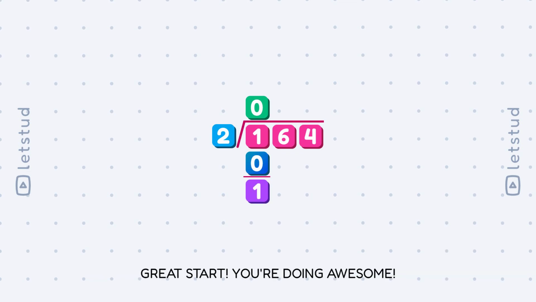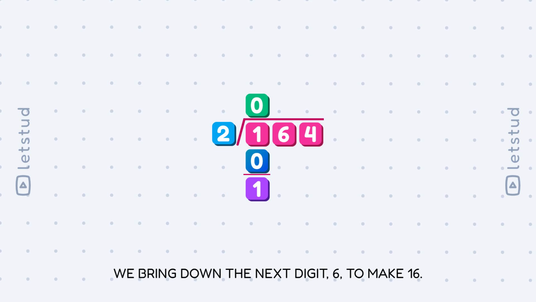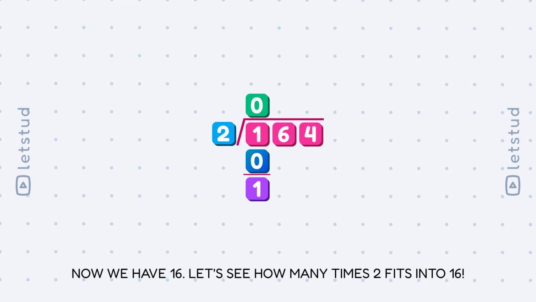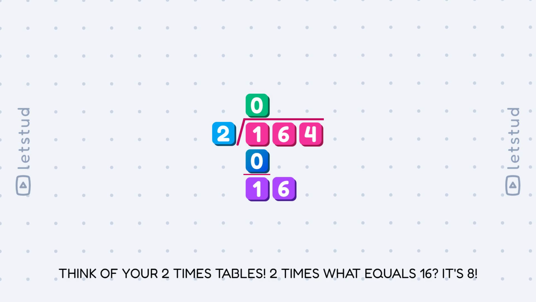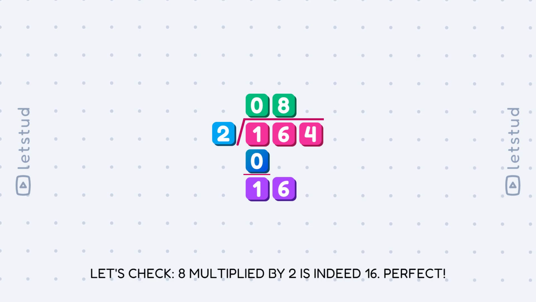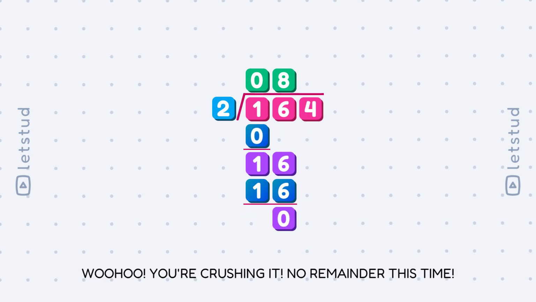Great start, you're doing awesome. We bring down the next digit, 6, to join the remainder 1, making it 16. Now we have 16. Let's see how many times 2 fits into 16. Think of your 2 times tables. 2 times what equals 16? It's 8. Let's check. 8 multiplied by 2 is indeed 16. Perfect. We subtract 16 from our 16 and guess what? We get 0. Woohoo, you're crushing it, no remainder this time.